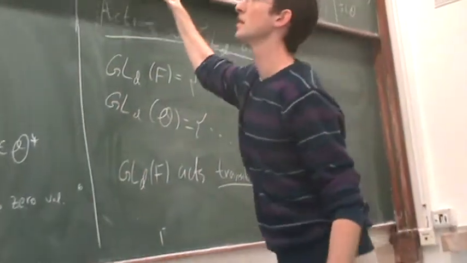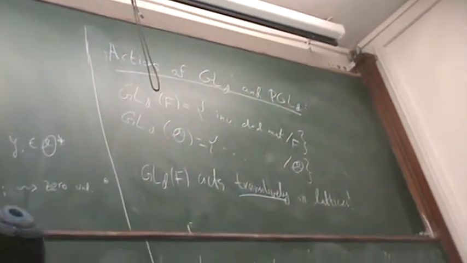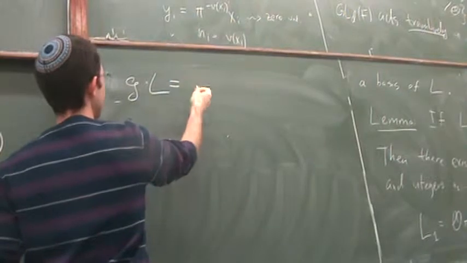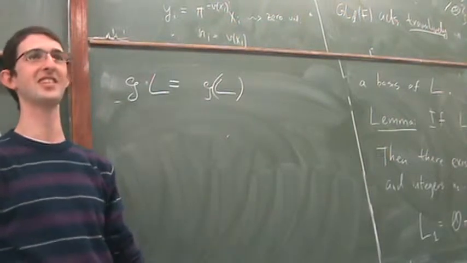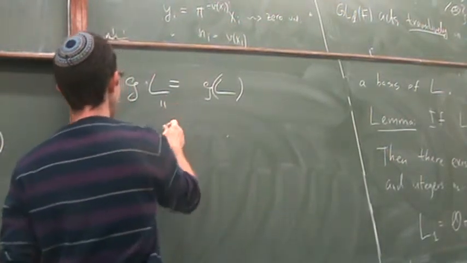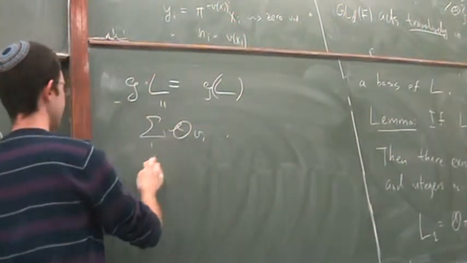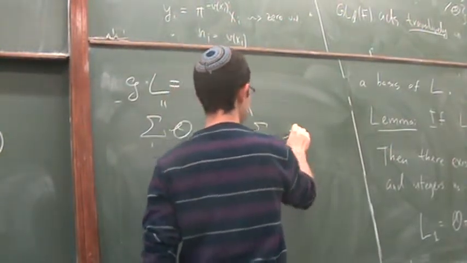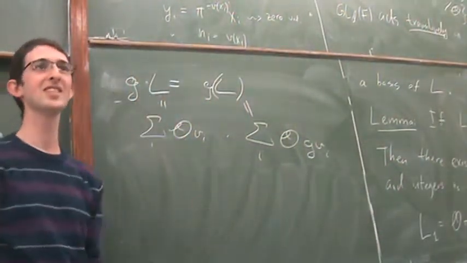And how does it act? So if I have a lattice L, then g times L, g of L, is just the image of g on L. That's also a lattice. So if L happens to be the sum over i of O vi, then this is also equal to the sum over i of O g vi. This is the action. So it acts on lattices.